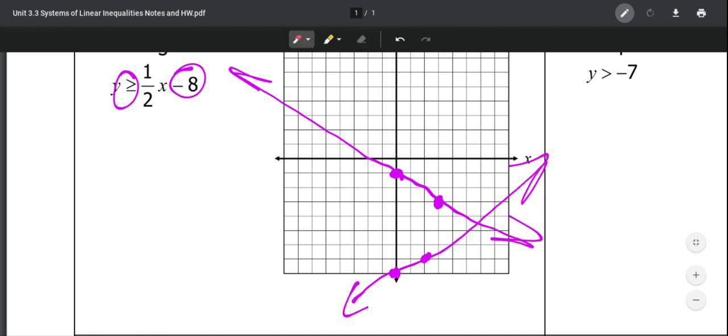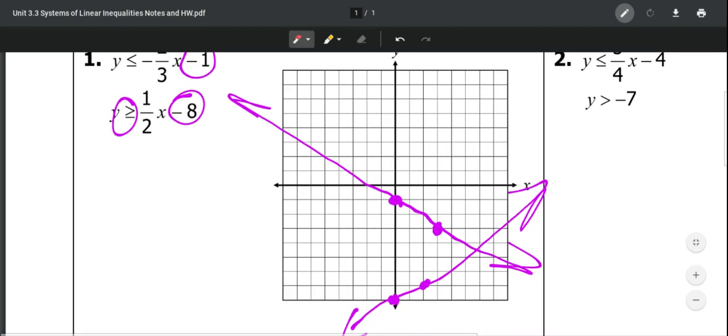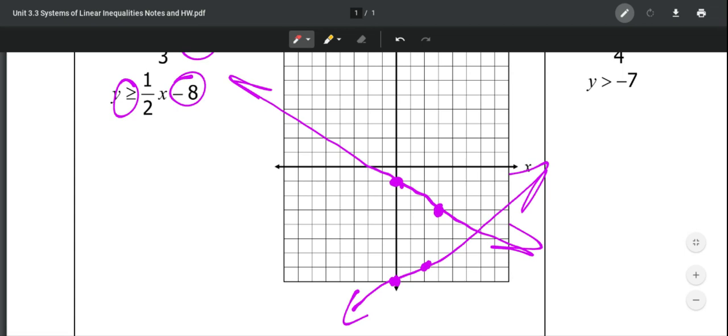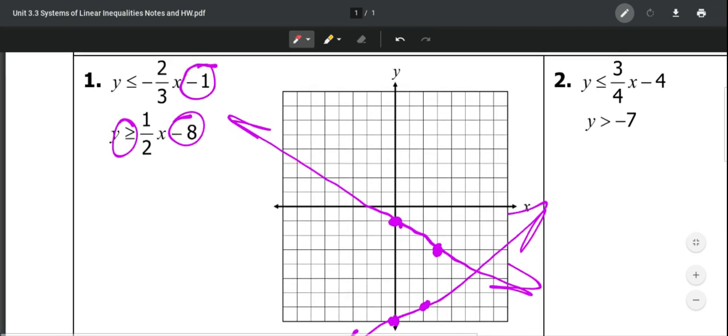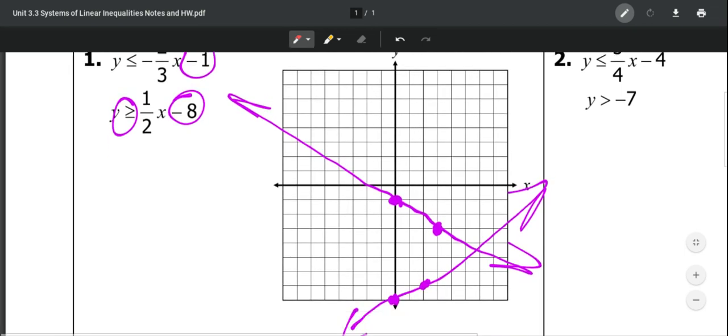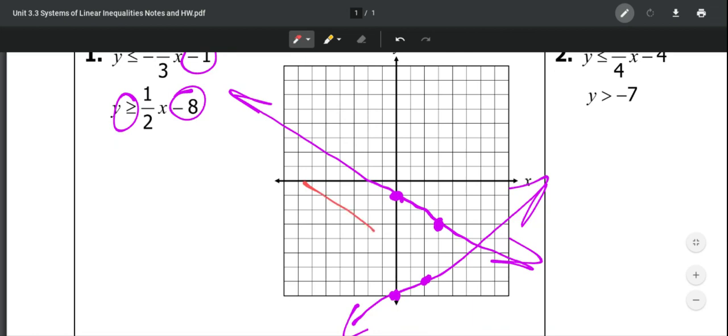So if you wanted to wait till the very end to shade, this is what it would look like. You would graph your 2 points like this, and then you could say, okay, on my first line, it's going below, so that would be right here. And on my second line, it's above, so it's going to be right here. So this will keep you from having to erase, because then you could just easily say that's where it is. But if you need to do it step by step, then do it the first way I did it.